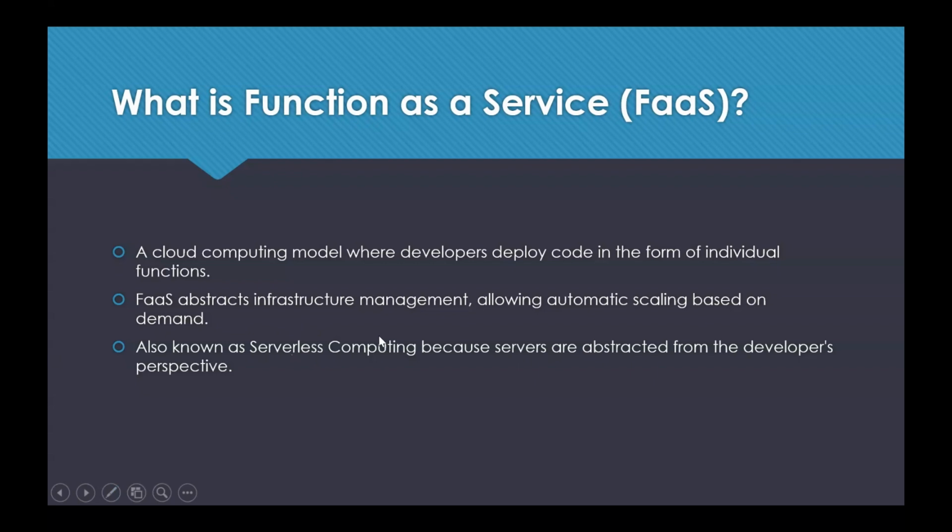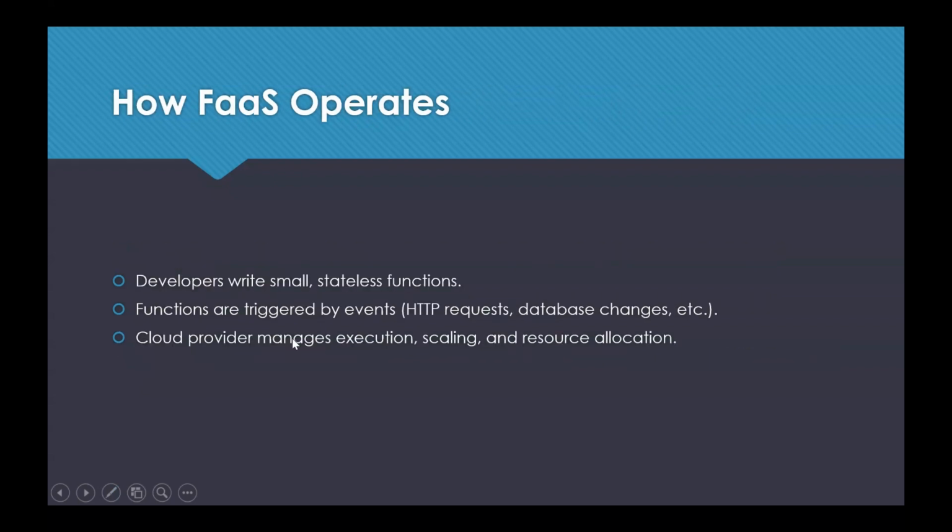In this scenario, in the function as a service model, developers don't know where the infra is. They just directly go ahead and interact with the function as a service. So they don't have to manage the infra from their development side.